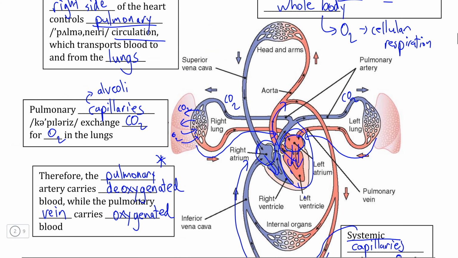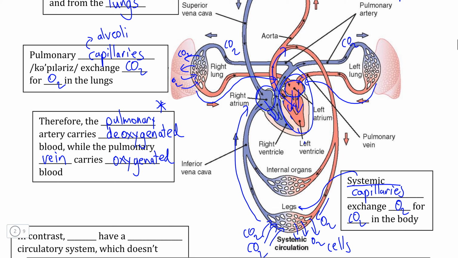So if we look at the difference between the pulmonary circulation and systemic circulation, we can see that systemic arteries, if we look at any artery that is carrying blood away from the left side of the heart, we can see that this is oxygenated blood. And if we look at systemic veins that carry blood back to the right atrium here, we can see that all systemic veins are carrying carbon dioxide, which is the exact opposite of the oxygenated and deoxygenated trend that we see in pulmonary circulation.